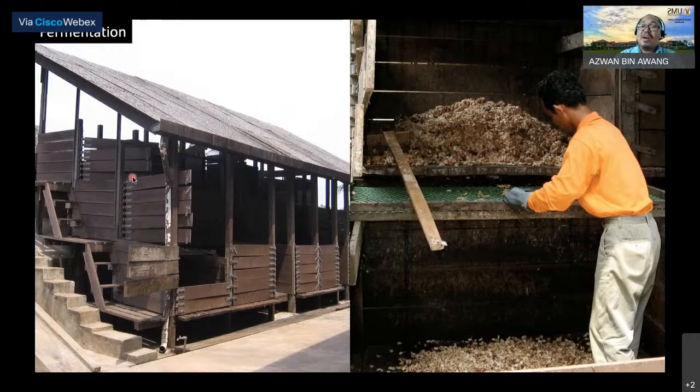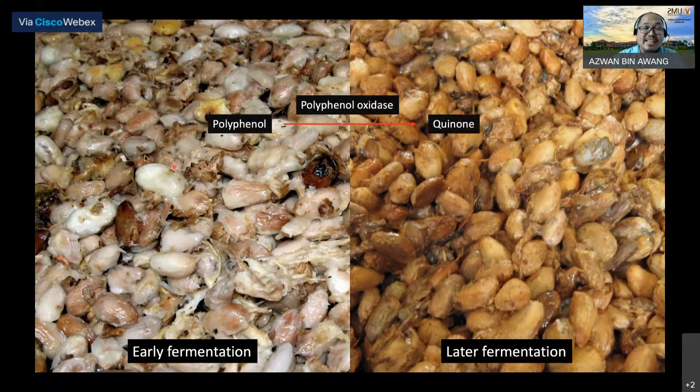So fermentation is around 5 to 6 days in Malaysia. Well, it depends on the variety, right? And afterward, when the fermentation finishes, they just clean out. We only want the beans here. Okay, so this is the start of fermentation. You can see the pulp.